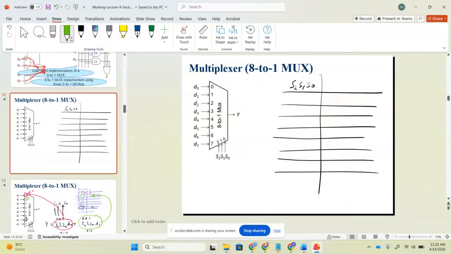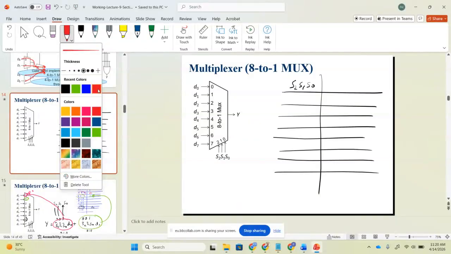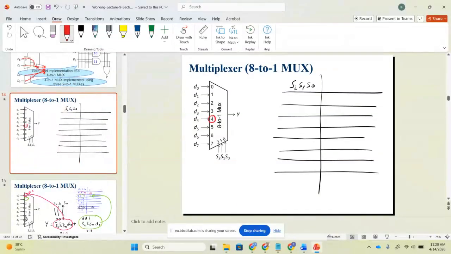Let's assume I'm now using different colors, a red color first. The red color means this is 4. What is the code for 4? Can you tell me? 100. So the code for 4 is 100, when S2 is 1, S1 is 0, and S0 is 0. What will be the value of Y? D4. Very good. So Y will be equal to D4 because D4 will go through.